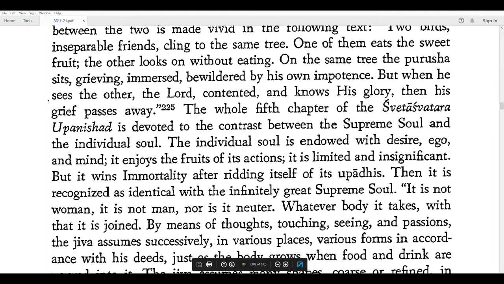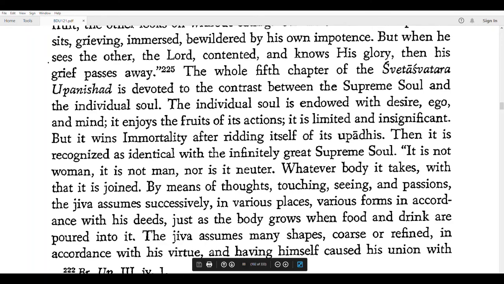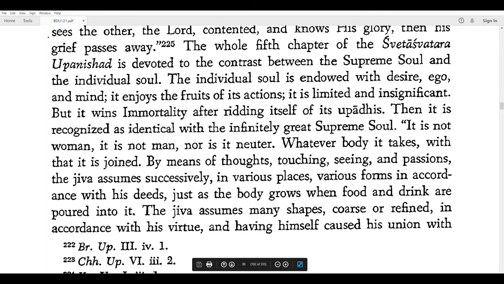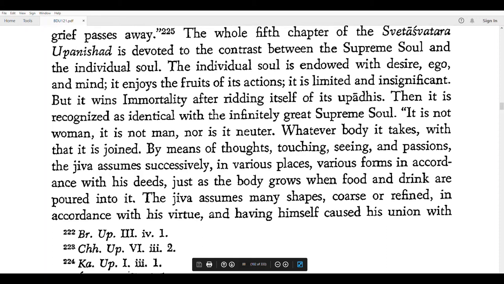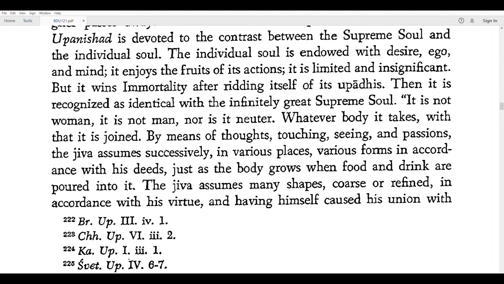The whole fifth chapter of the Svetasvatara Upanishad is devoted to the contrast between the Supreme Soul and the individual soul. The individual soul is endowed with desire, ego, and mind. It enjoys the fruits of its actions. It is limited and insignificant, but it wins immortality after ridding itself of its upadhis. Then it is recognized as identical with the infinitely great Supreme Soul.